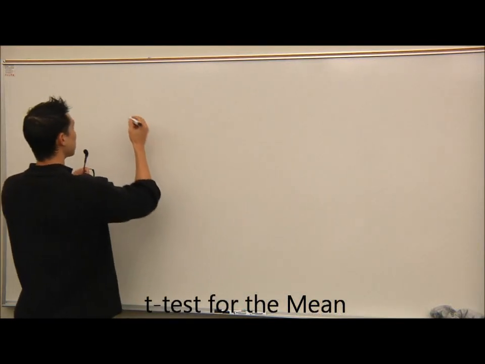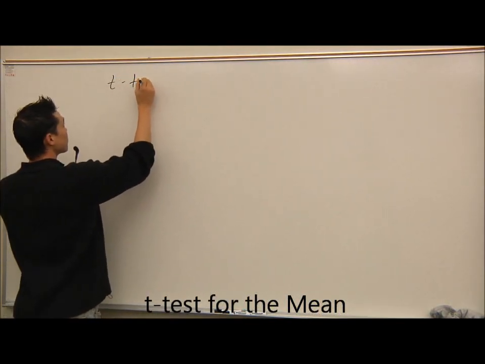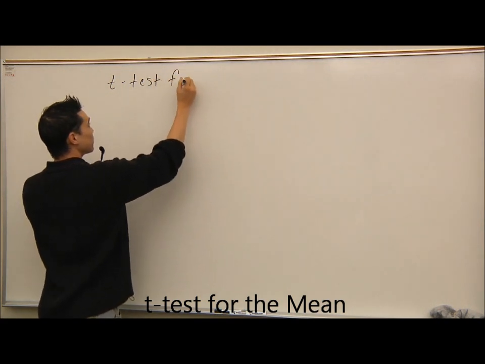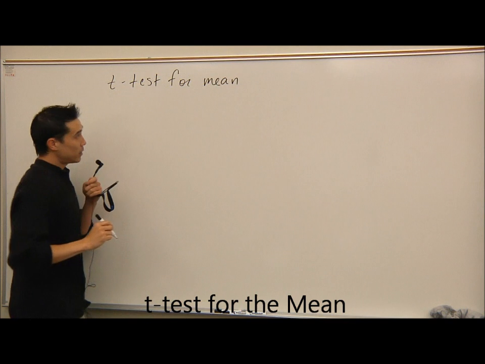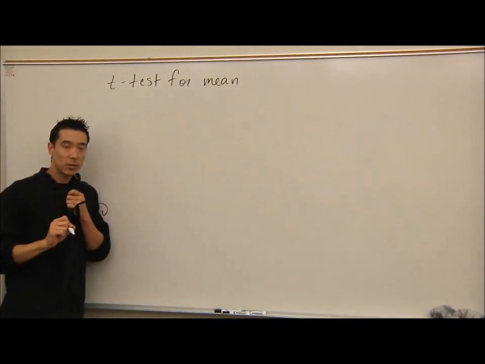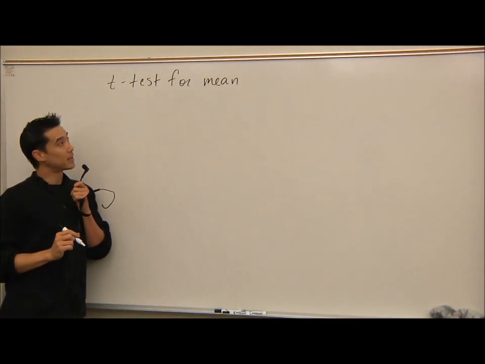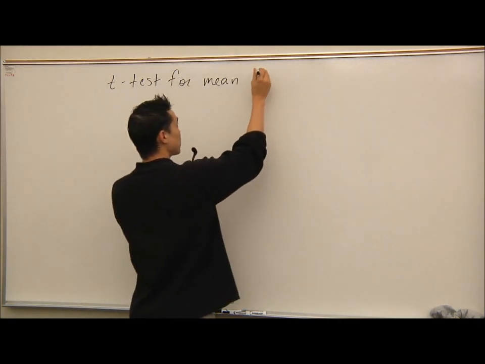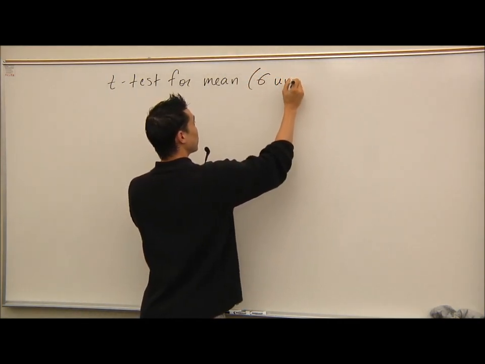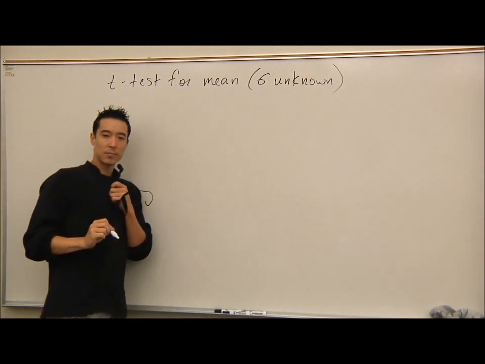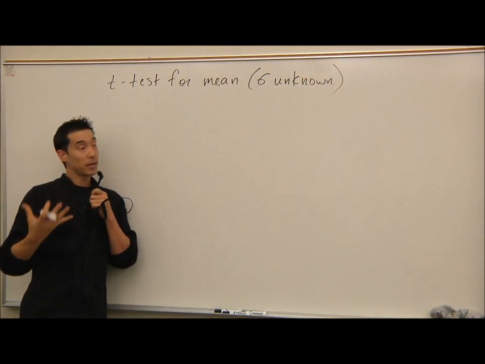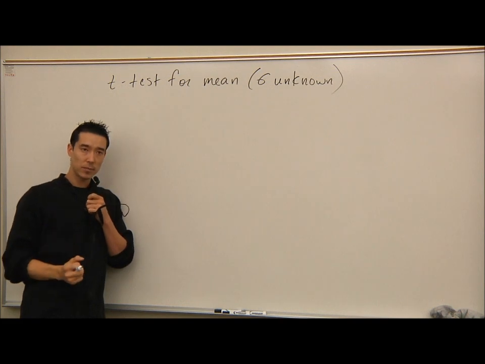So today's test is called the t-test for the mean. And the t-test for the mean is very similar to the z-test for the mean, except this time we don't have sigma. So sigma is unknown. And there's a couple of assumptions. The population that we're looking at should be normal or approximately normal.